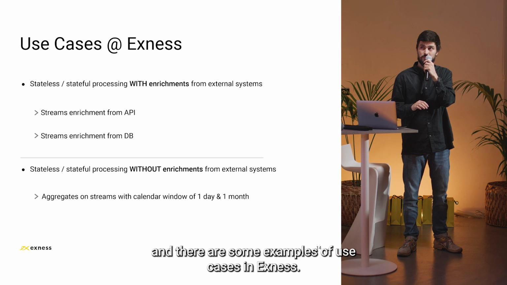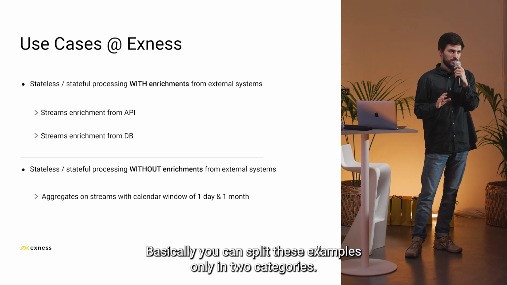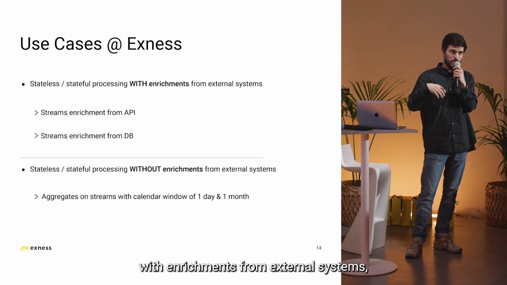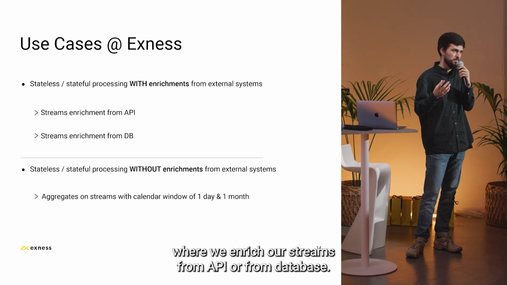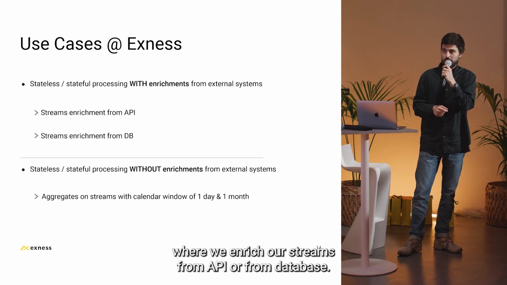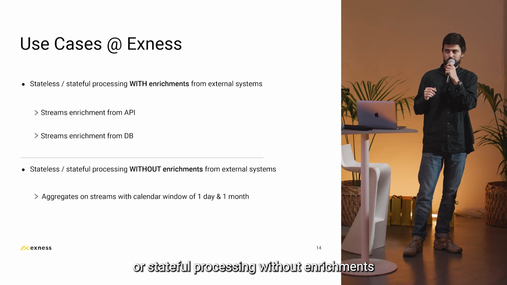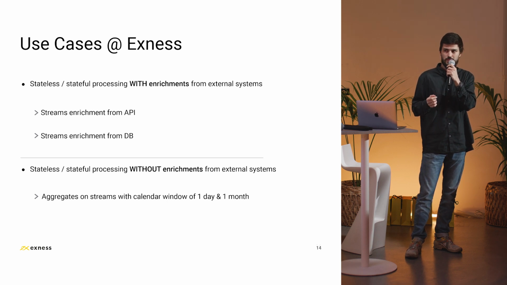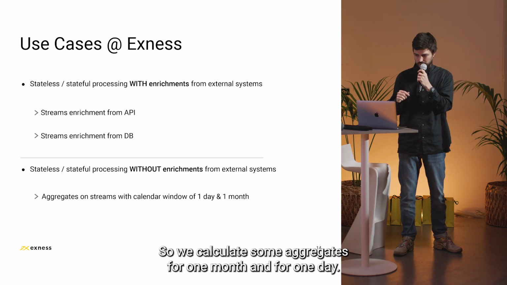And there are some examples of use cases at Exness. Basically, you can split these examples into two categories. The first is stateless or stateful processing with enrichments from external systems. We have some jobs where we enrich our streams from an API or from a database. And the second one is stateless or stateful processing without enrichments from external systems. We use it in our aggregates on streams. So we calculate some aggregates for 1 month and for 1 day.